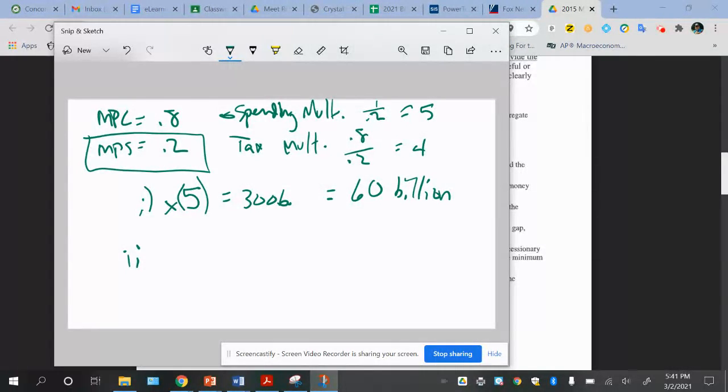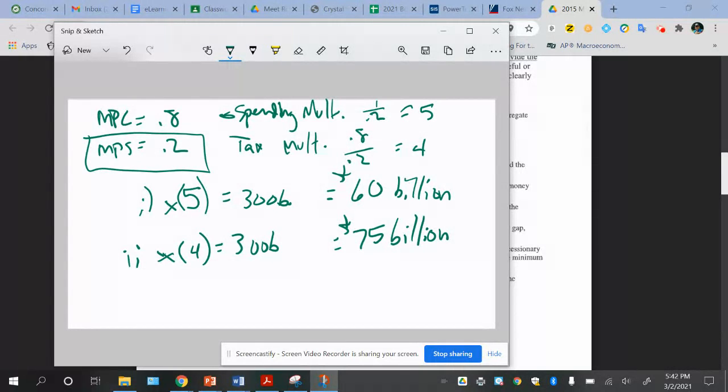Number 2 is asking us for the tax. So we've got x times 4 equals 300 billion. That equals $75 billion in tax cuts that they would have to implement. All right, that's our number.